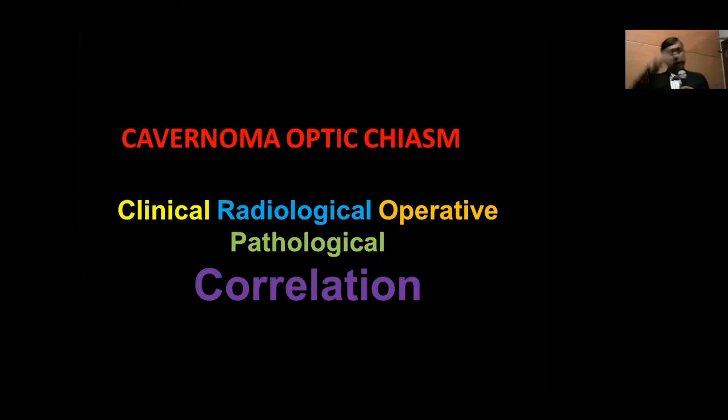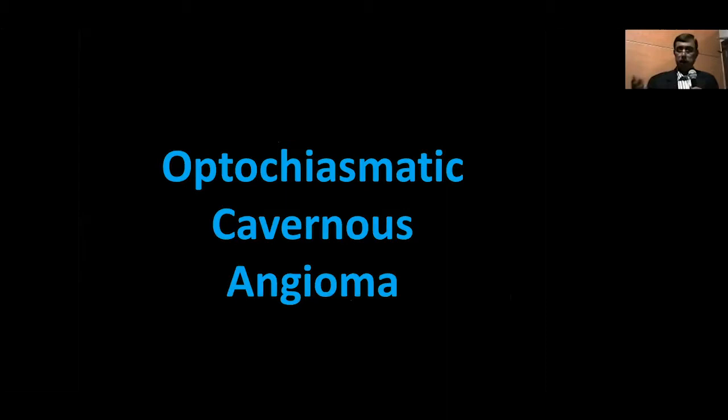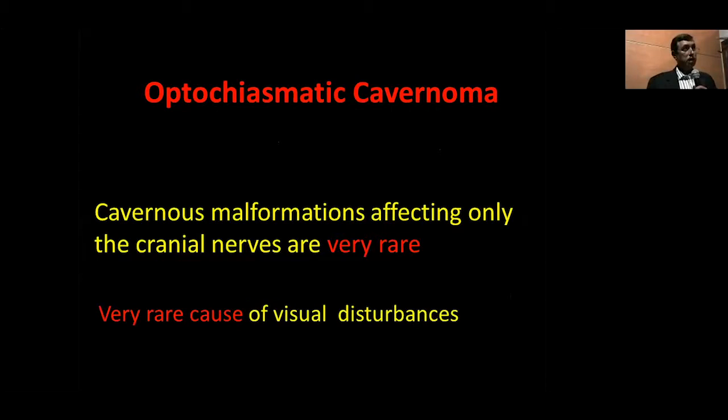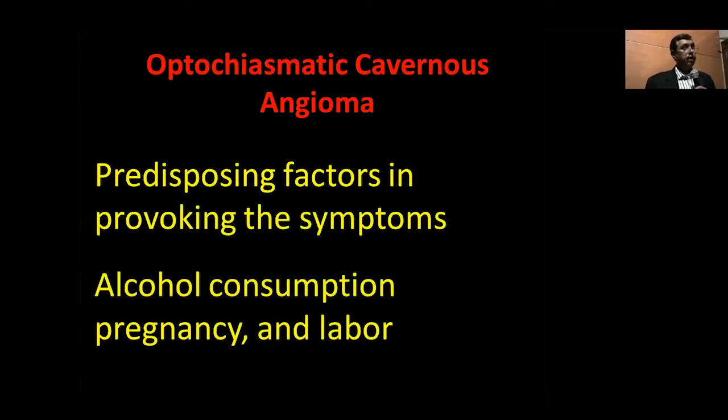So now, the topic for tonight. It's a cavernoma of the optic chiasm. So let me just look with you at these, are they common or not? The optic chiasmatic cavernomas in general. In general, cavernomas affecting cranial nerves are very rare, but they can be a cause of visual disturbance. And there are some predisposing factors and predisposing symptoms: alcohol, pregnancy, labor, etc.